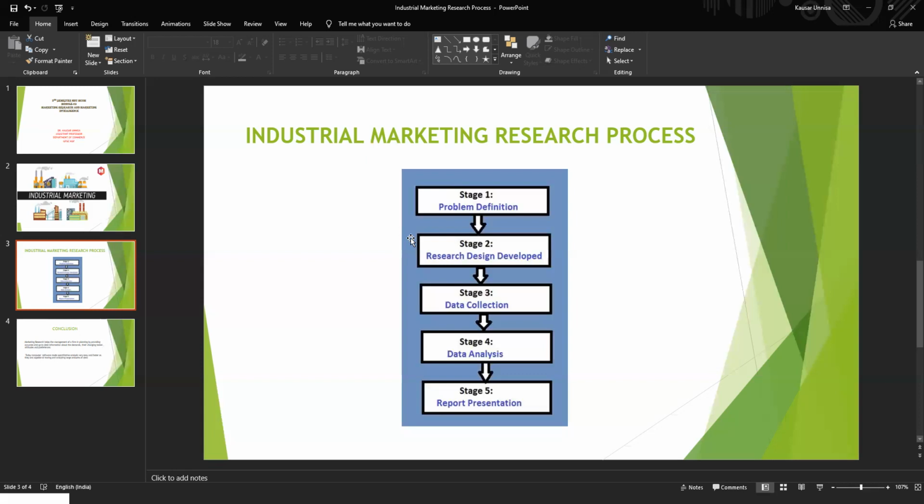The third stage is data collection. Data collection in marketing research is a detailed process where the researcher needs sufficient plans for collecting the relevant data. Once the research design has been decided, then we should go for collecting the data. The data can be collected from two sources. One is primary data, the second is secondary data.